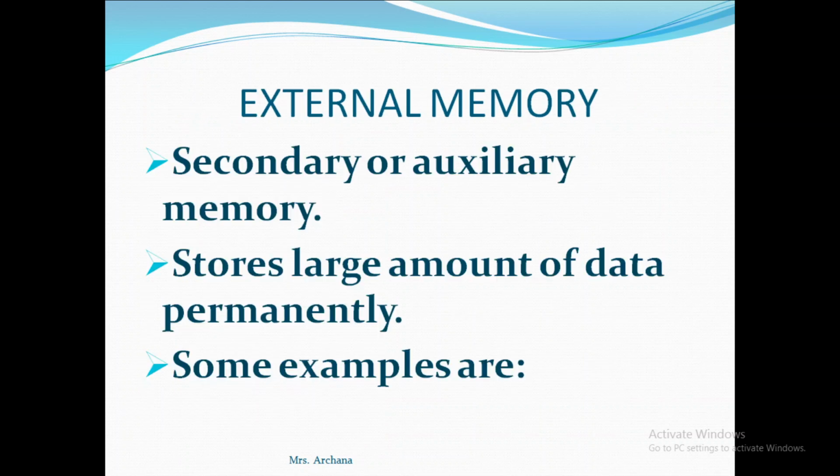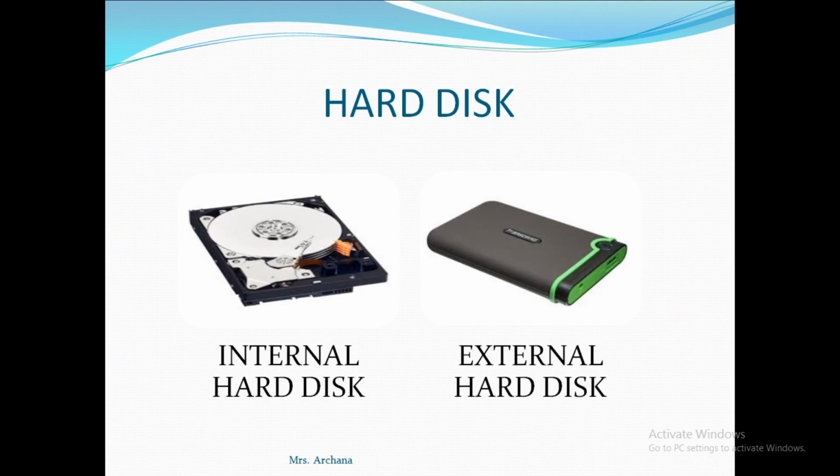Now, external memory or secondary memory. We call it secondary memory. Another name is also there, that is auxiliary memory. Here we can store a large amount of data and the data is permanent here. Now we will see some examples of external memory or secondary memory.